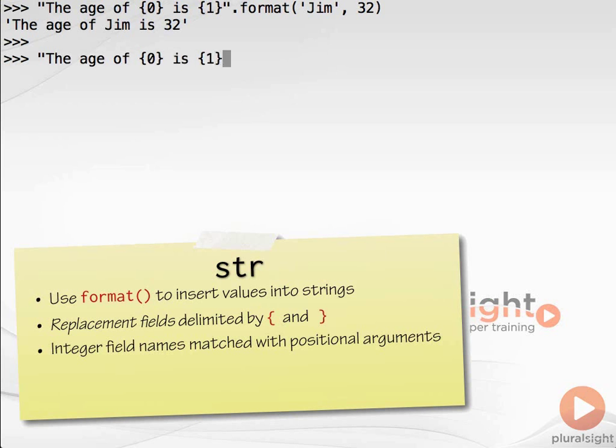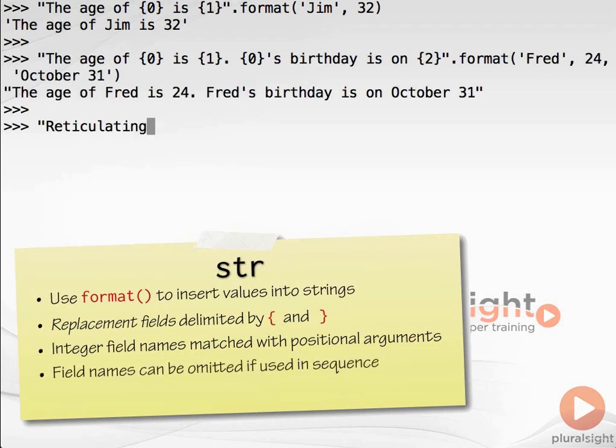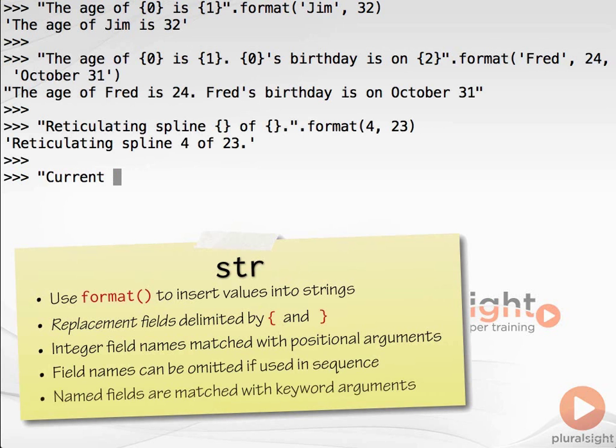A field name may be used more than once, such as in this example. However, if the field names are used exactly once and in the same order as the arguments, they can be omitted. If keyword arguments are supplied to format, then named fields can be used instead of indexes.